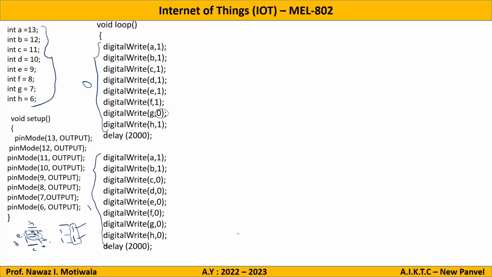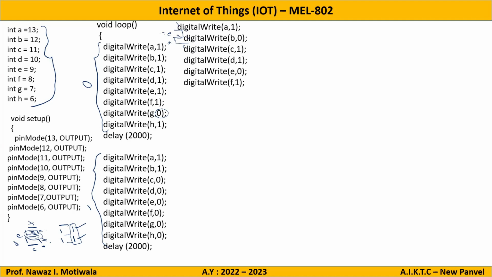Now let us say I want to display 2. If I want to display 2 here, 2 will be like this. So let us say A, B, C, D, E, F, and G. Only B and E should be off, and the rest of them will be on. So I will write digitalWrite A 1, B 0, C 1, D 1, E 0, F 1, G 1, H 1. This H is optional, whether you want to keep it as 0 or 1. But the main part is this one.